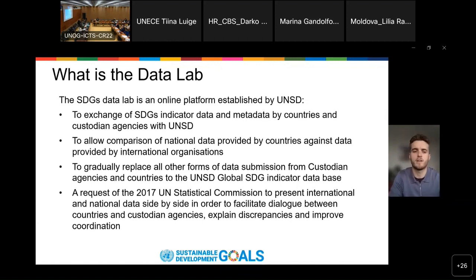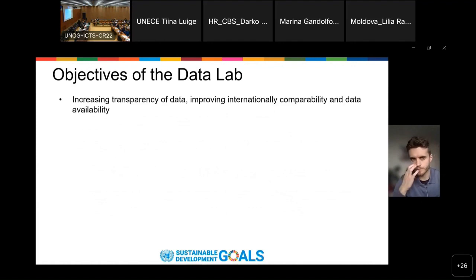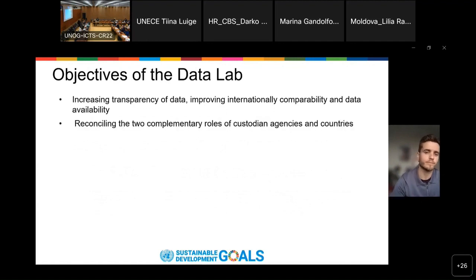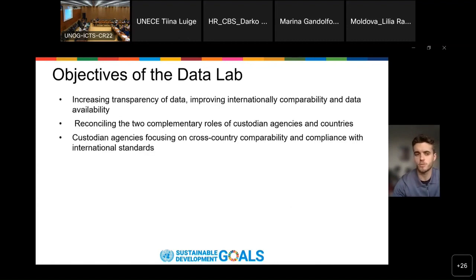And it initially came out of a request of the 2017 UN Statistical Commission to present both international and national data alongside one another and to improve the dialogue between countries and custodian agencies. Some of these points at the end are really critical: improving the dialogue, explaining and beginning to understand some of the discrepancies that emerge in the data, and also improving coordination. So I've just touched on it a little bit, but some of the objectives of the Data Lab: the idea being that the Data Lab increases transparency of the data, improving international comparability and data availability. It also, as I briefly mentioned, reconciles the complementary roles of custodian agencies and countries, ideally improving communication between the two.